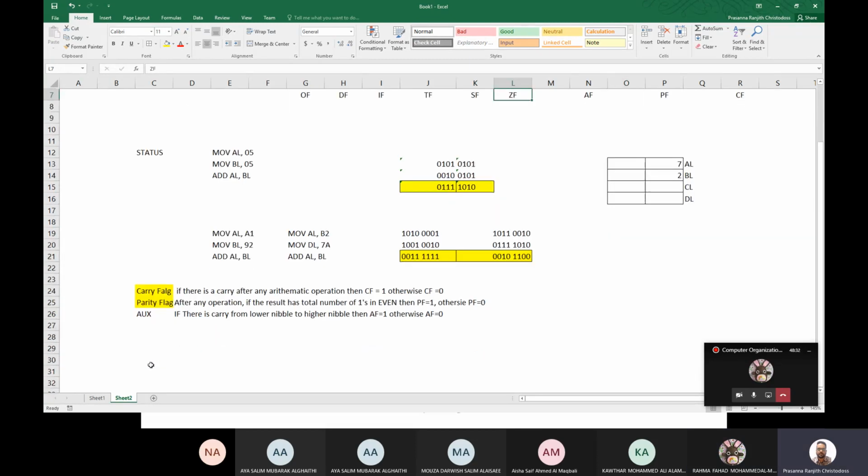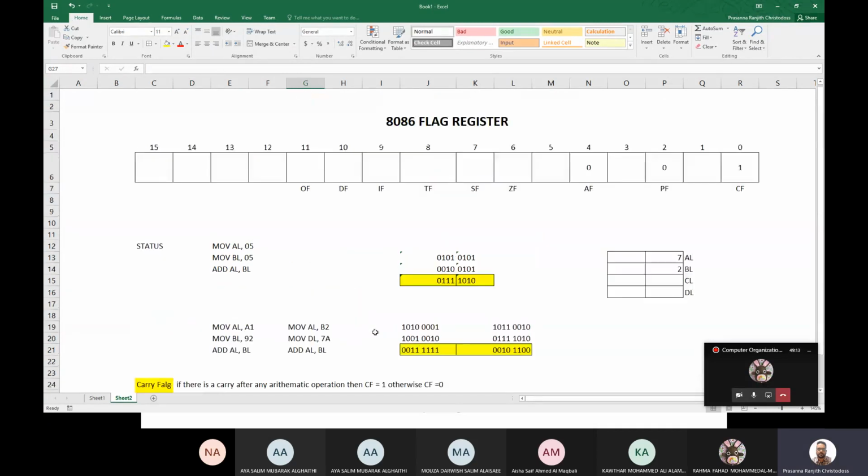The next one is the zero flag. It is very simple, but it is very confusing. If the result of any operation is 0, then the zero flag will be 1, otherwise it is 0. So in this operation, what is the zero flag? 0 or 1?